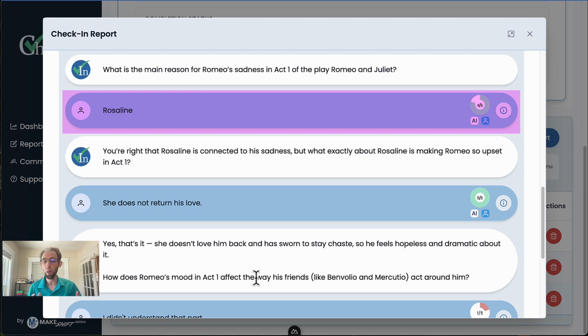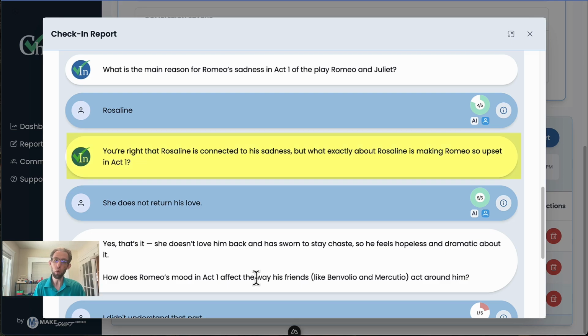Now, if this was a normal worksheet, that's where it would stop. You'd either get it right or wrong, or it asks the same question. And it says, you're right that Rosalind is connected to his sadness, but what exactly about Rosalind is making Romeo so upset in Act 1? So it's asking that follow-up question. Dig deeper into reading comprehension and not just regurgitation of facts.